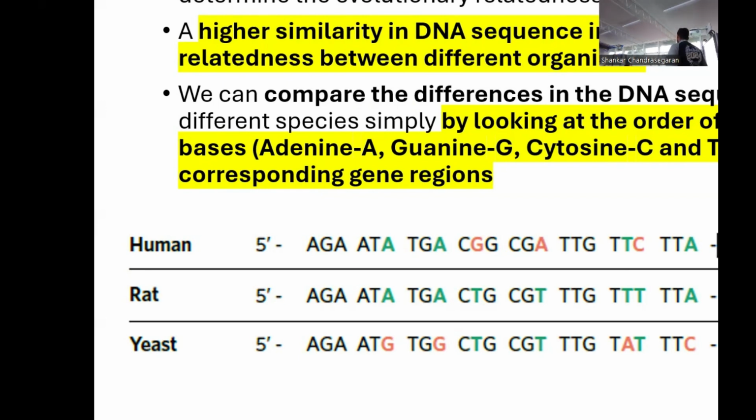All right, let's break it down into simple steps, okay? Between humans and rats, how many differences are there? 3, right? Basically, one here, and one here. So 3 differences you can see.